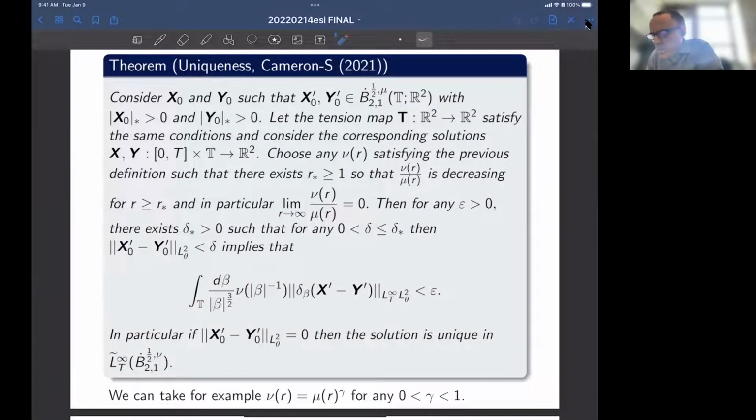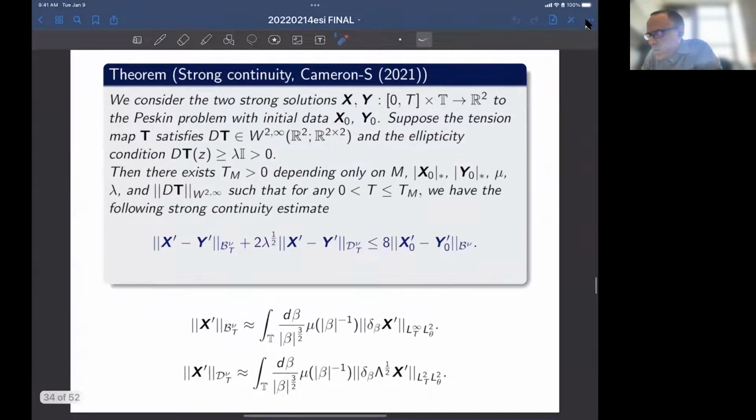goes to infinity faster than nu. Then for any epsilon, there exists a delta such that if your initial data is smaller than delta, then your solution is smaller than epsilon in the nu space. In particular, if x prime minus y prime equals 0 in L2, then the solution is unique in L infinity B dot 1/2 nu 2 1. So if you use a little bit less regularity, then you're unique in that space. For example, you can take nu to be mu to the gamma for any gamma between 0 and 1, and you'd be unique in that space.